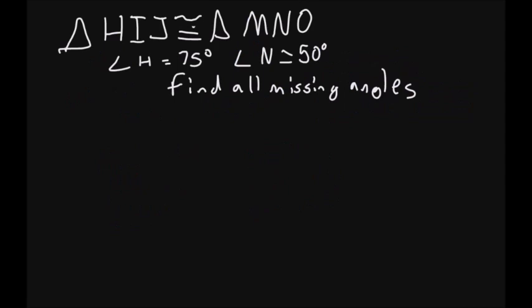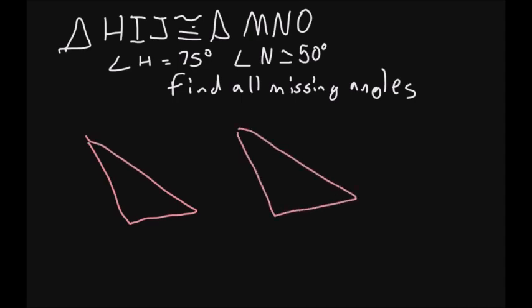Alright, here you're given the triangle HIJ is congruent to MNO. So let's just draw two triangles. Call it HIJ. And it's okay if your triangles aren't drawn to scale. You'll see that a lot in the drawings throughout geometry. The drawings aren't drawn to scale. So it says H is 75 degrees and N is 50 degrees. So this is just like that first one we did. We'd find the corresponding parts.